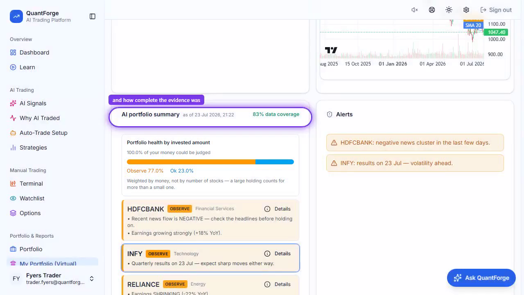And the gray not judged part? Money we could not form a view on. It gets its own segment and its own figure, never quietly counted as healthy.